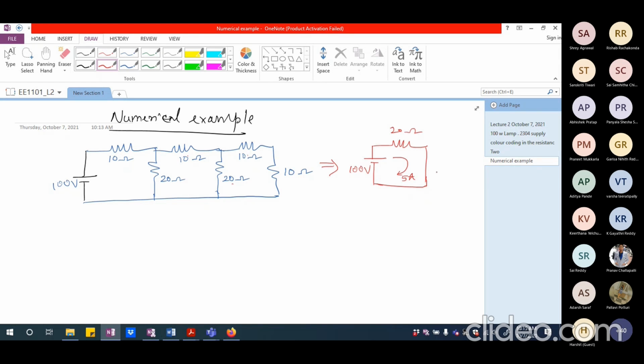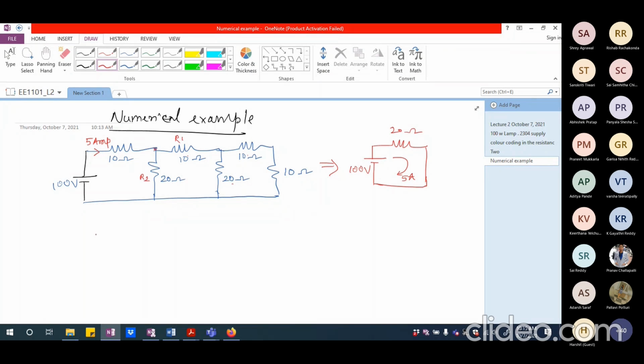So this is going to be 5 ampere of current that is flowing through the circuit. So what I'm going to have is 5 ampere here. Now I have to apply current division. You guys know how to apply the current division rule. So let me say this is some R1 and this is some R2.